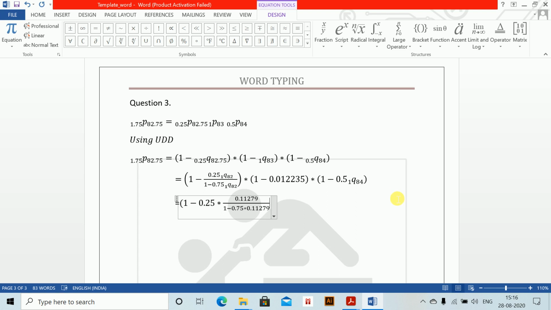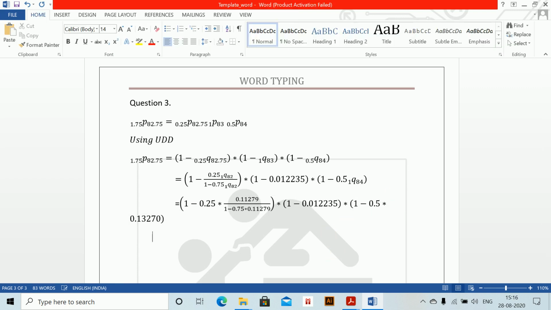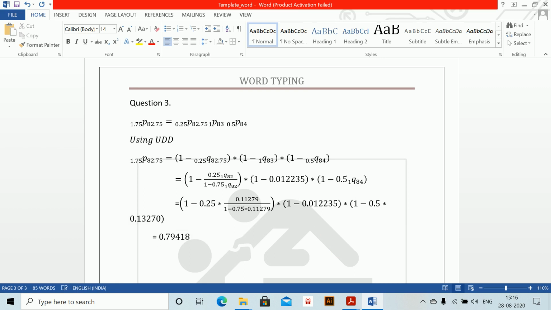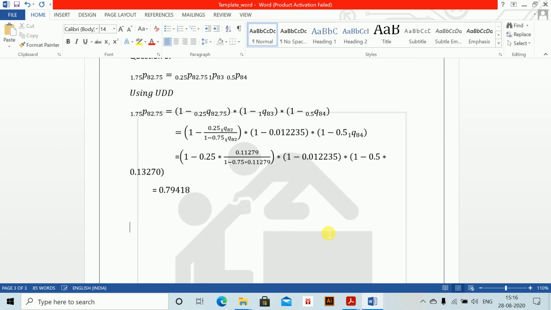Okay, brackets close, into 1 minus 0.012235 into 1 minus 0.5 into 0.13270. Again you can skip steps, I haven't skipped steps. So alt equal to, this answer is 0.79418. Okay, next, constant force of mortality.